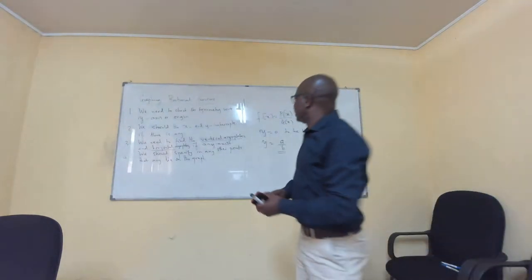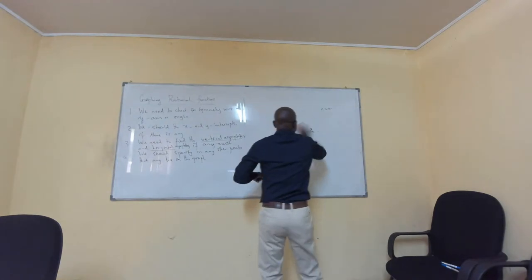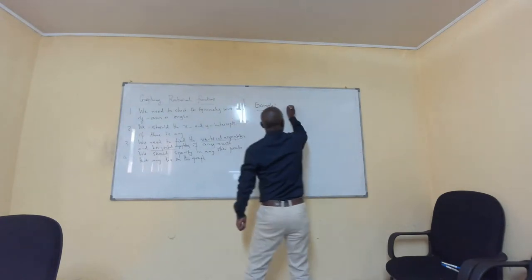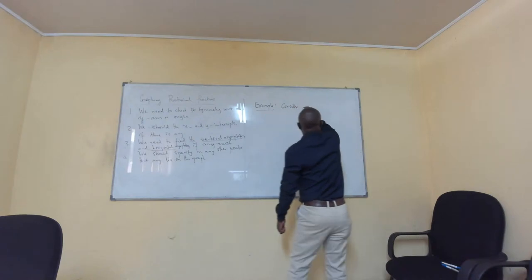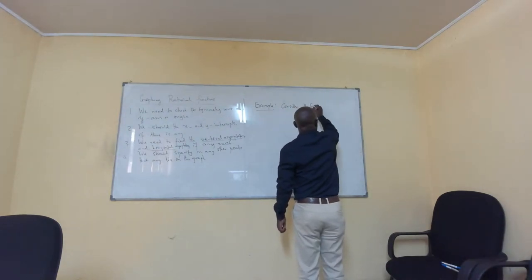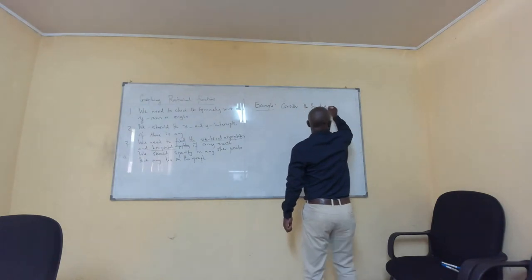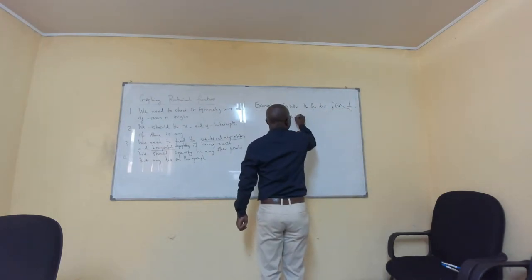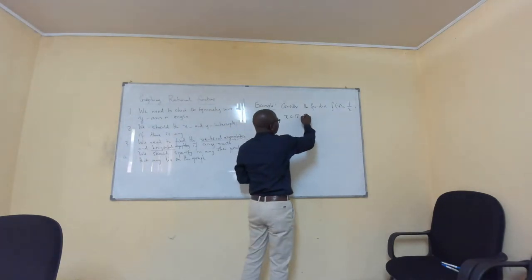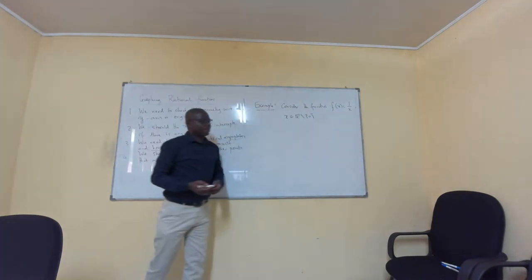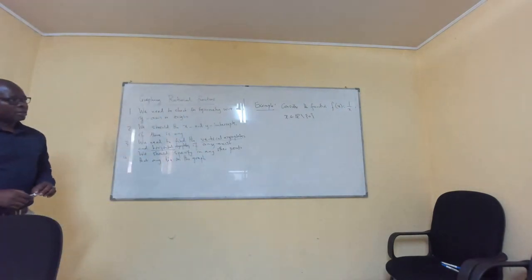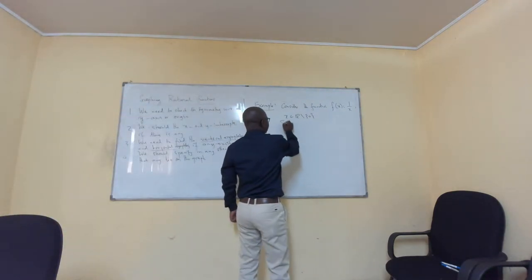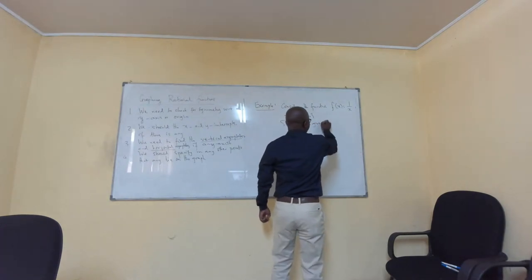Okay, to start with, maybe we try to look at an example. Consider the function f, which is defined by 1 over x. Of course, we know x is in R minus zero, because we cannot divide by 0. So we expect our x to be non-zero. The requirement is to sketch the graph of f.